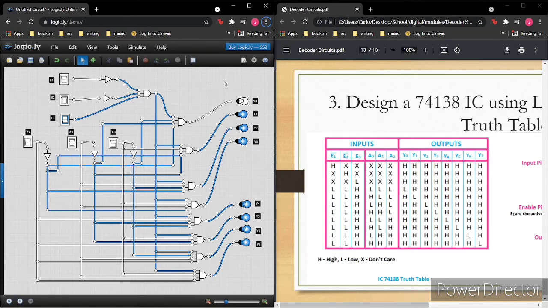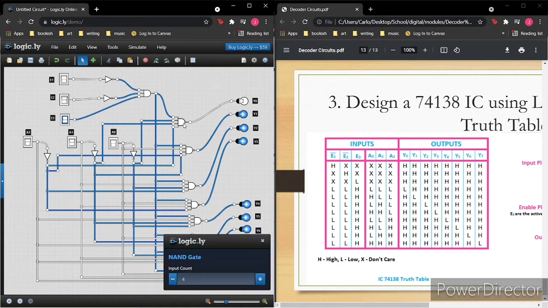Let's test task 3, the 74138 IC in active low in Logisim. As you can see, E1 and E2 are inverted, so I used inverter logic gates. The outputs are the opposite of an active high. So if we used AND before, I used NAND in active low.